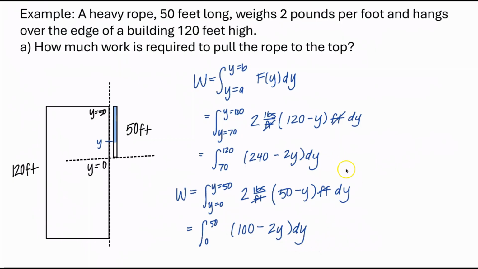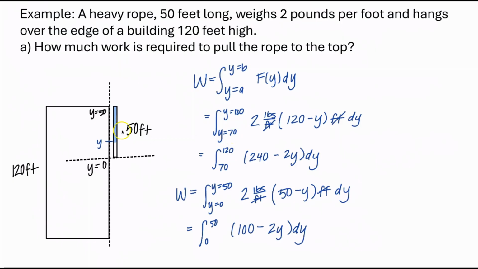And so these are going to give us the exact same answer if we calculate it out, and we will go ahead and finish off this second one. But why would we prefer the second one? Well, because after I take the antiderivative, I'm going to substitute in the limits of integration, and I would much rather substitute in 0 and 50, those are nicer numbers, than 70 and 120.